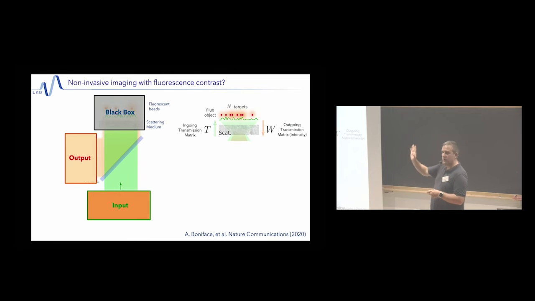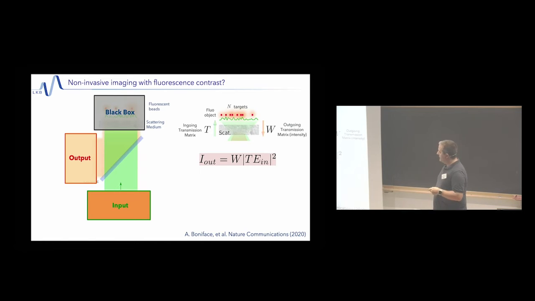You have a forward transmission matrix for the excitation that we note T. This transmission matrix will excite the bead. It's fluorescent, so it's proportional to the intensity. And then this intensity will incoherently propagate back. So now you have an incoherent transmission matrix that is, for each point, a different intensity speckle that we note W.